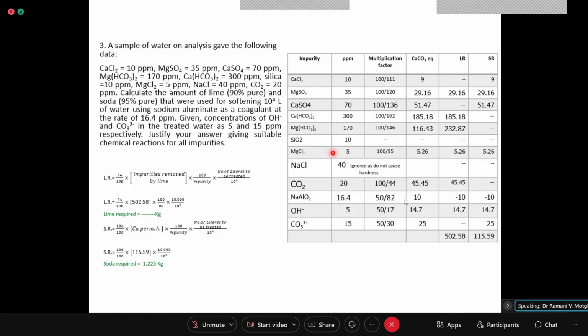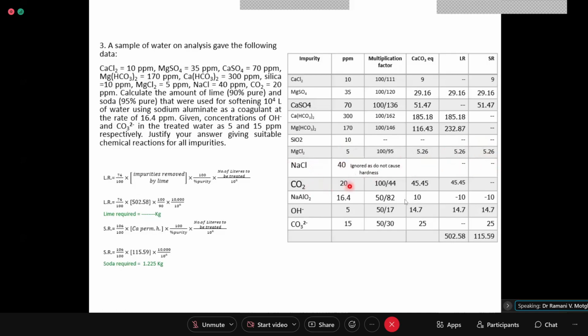MgCl2 plus Ca(OH)2, giving you Mg(OH)2, a downward arrow. Where you are getting a precipitate, you have to show a downward arrow, and then plus your CaCl2. Now that CaCl2 is removed. This much quantity of CaCl2 will be removed by soda. So CaCl2 plus Na2CO3, CaCO3 downward arrow you can show, and this is how this is written in both the columns. Now NaCl is ignored because it does not contribute to hardness.